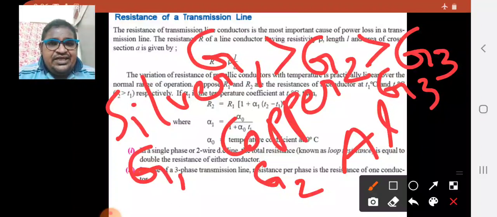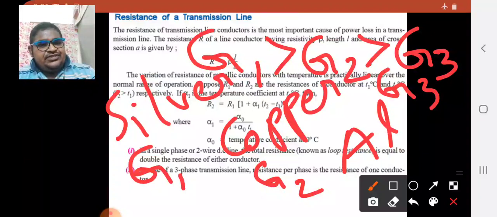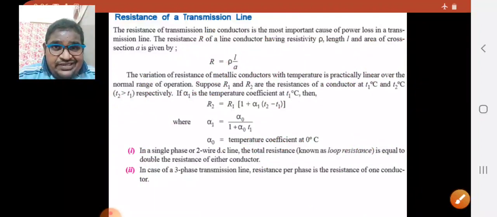But in transmission lines, which type of material are we using? Aluminum. Yes, because of less weight, low cost, and we can strand the aluminum, therefore the flexibility is increased. Okay, so alpha naught is the temperature coefficient at 0 degrees.